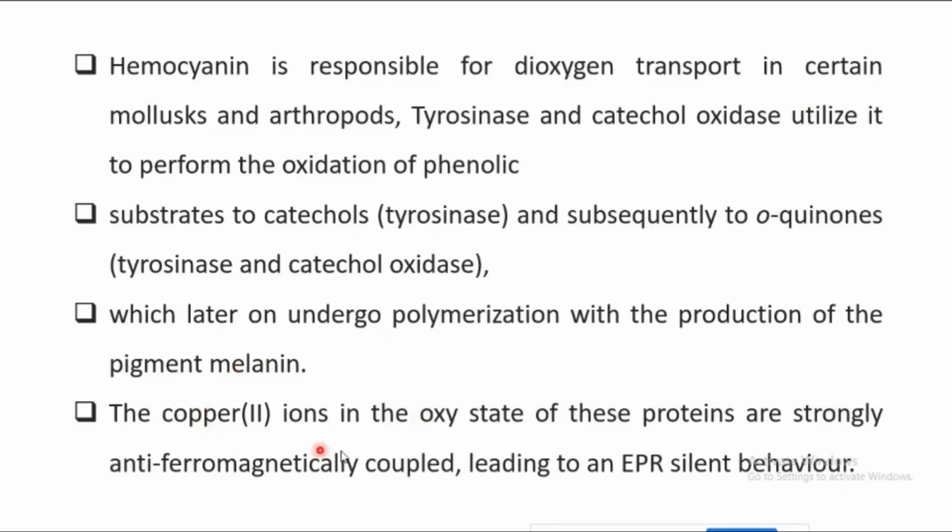So here also these enzymes will activate molecular oxygen. The previous enzyme we have seen, hemocyanin, is responsible for O2 transport, but these enzymes, tyrosinase and catechol oxidase, will activate the molecular oxygen. Once the oxyform is formed, the oxyform will undergo antiferromagnetic coupling and it won't give any EPR characteristics, as we know from the previous case. Likewise here also it is not producing any color in the oxyform.